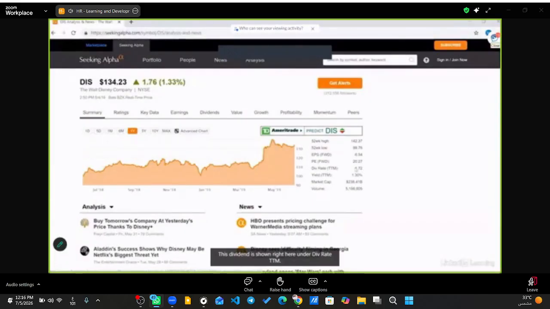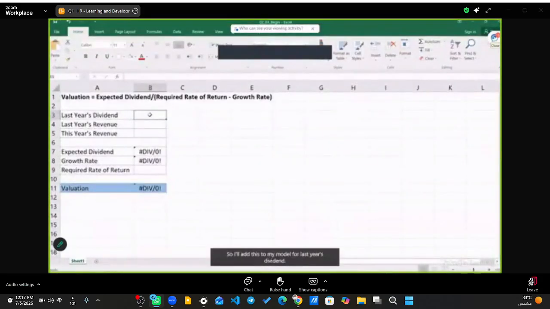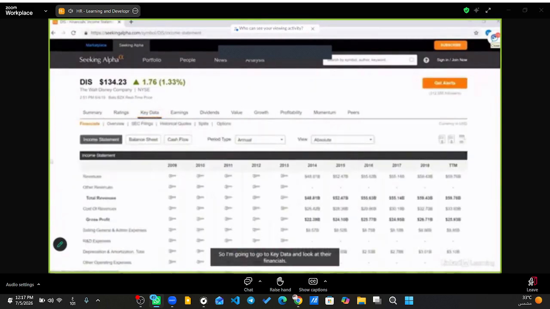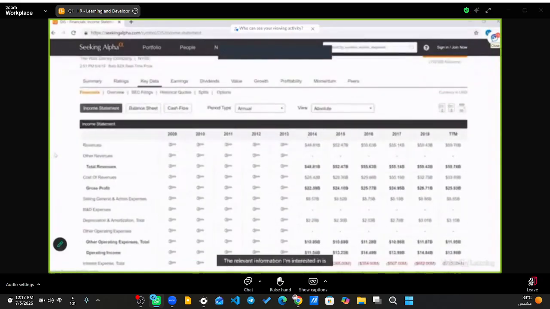This dividend is shown right here under Div Rate, TTM. This is our dividend rate over the trailing 12 months. Disney paid out $1.72 to shareholders over the last year. So I'll add this to my model for last year's dividend. Now from here, I need to pull information about Disney's growth over time. So I'm going to go to key data and look at their financials. The relevant information I'm interested in is from their income statement.